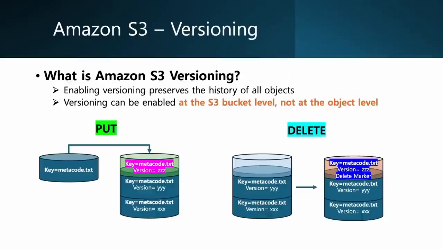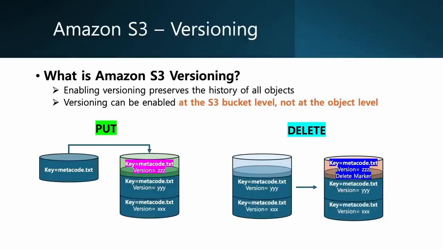Next, let's take a look at S3 versioning. S3 has version control settings you can manage for all the change history of objects stored in a bucket. Setting up version control allows you to capture the history of all changes made to an object. Version control settings can be set per S3 bucket and not per object.